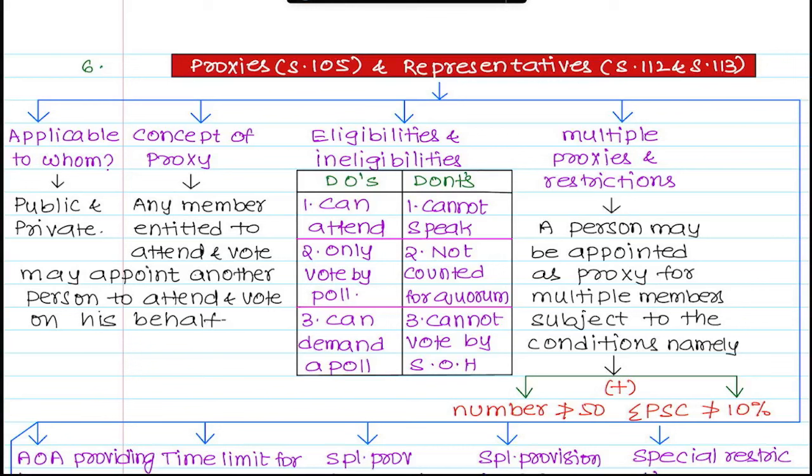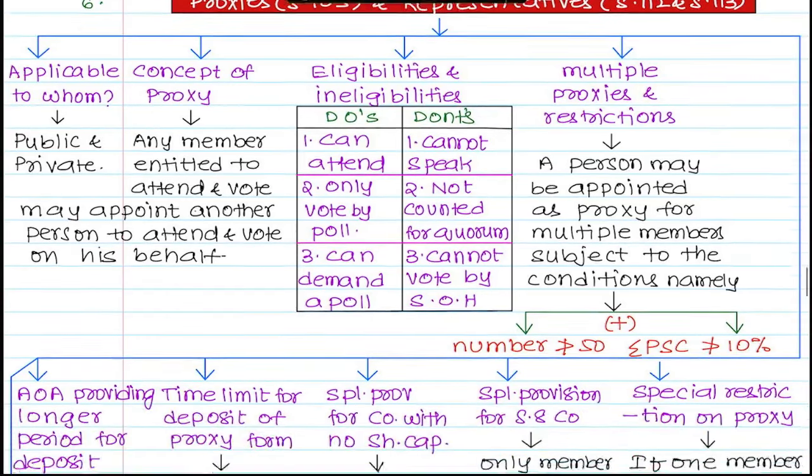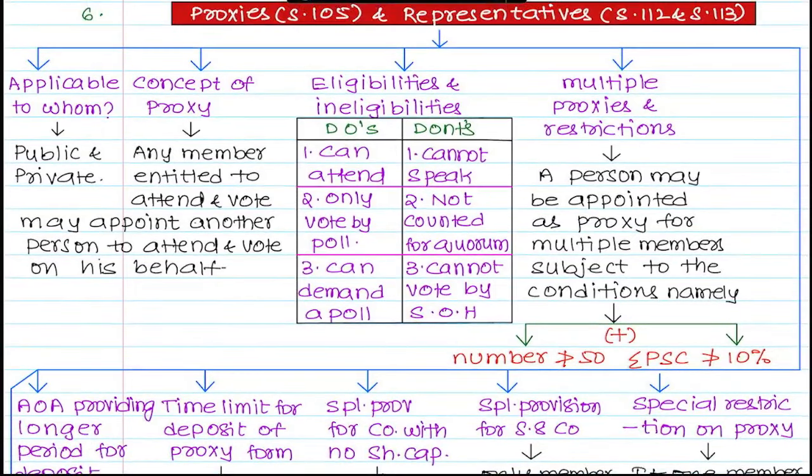What is the topic name? Not only proxies, proxies and representatives. Both the persons are there. Proxies and representatives. Okay. First, see the screen. Who is a proxy? First, tell me that. Tell your ideology about who is a proxy. Proxy is a person who will attend the meeting on behalf of the member to go and vote for them.